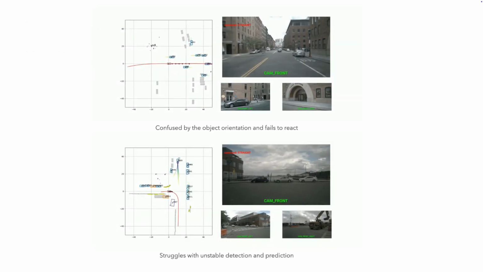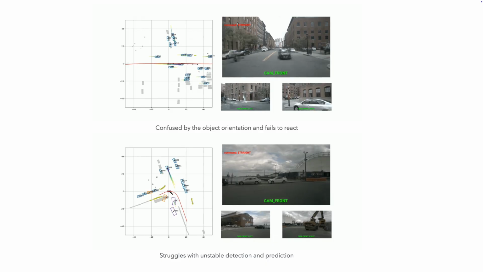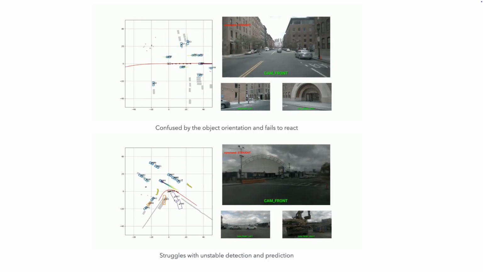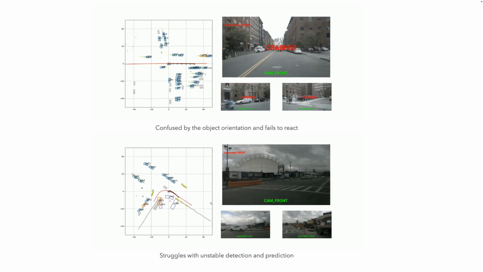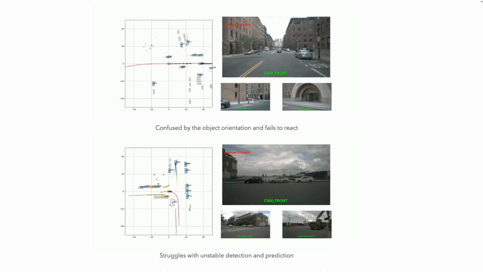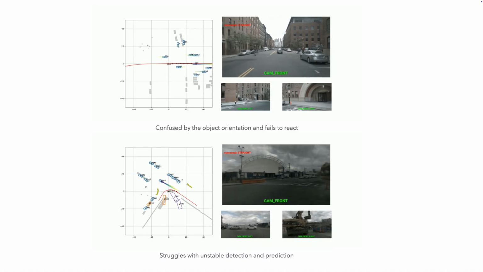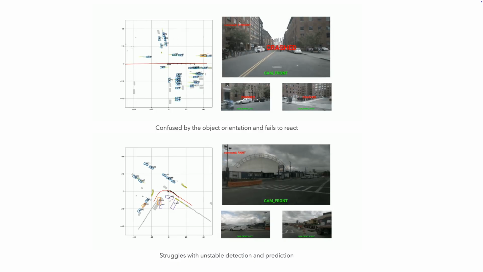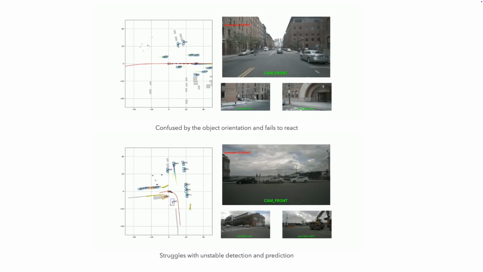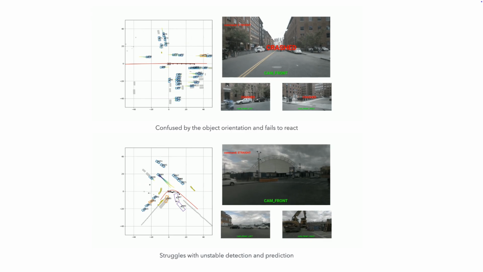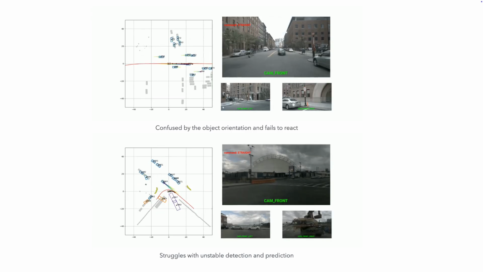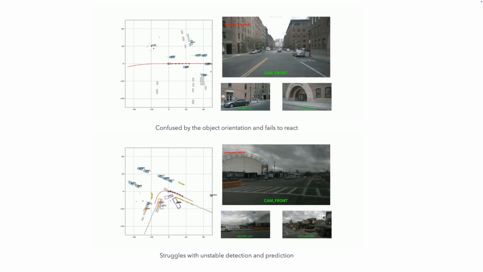This degradation leads to collisions. Here are two examples from closed-loop planning evaluation. In the top scenario, the ego vehicle faces an oncoming safety-critical object. The model gets confused by the object's orientation and fails to react. In the bottom example, poor detection of the side vehicle and the construction vehicle leads to a crash.